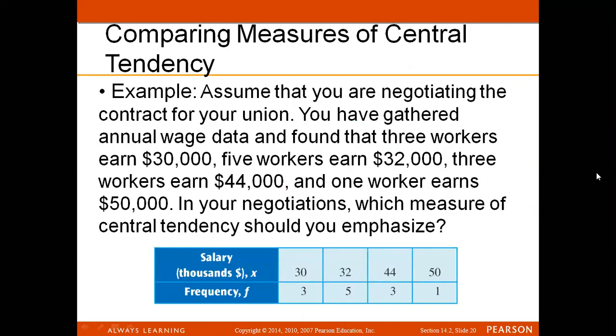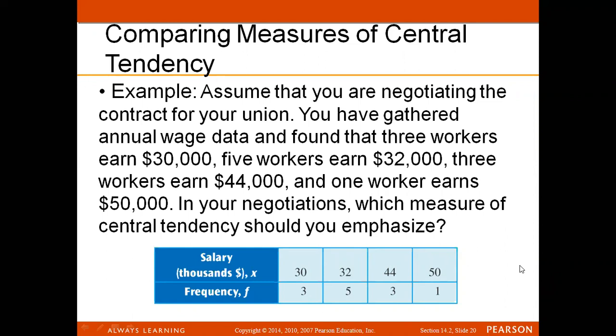Comparing measures of central tendency. Assume that you are negotiating the contract for your union. You have gathered annual wage data and found that 3 workers earn $30,000, 5 workers earn $32,000, 3 workers earn $44,000, and 1 worker earns $50,000. In your negotiations, which measure of central tendency should you emphasize? So we have our salaries here: 30, 32, 44, and 50. Frequency of 30 is 3, frequency of 32 is 5, 44 is 3, and 50 is 1.